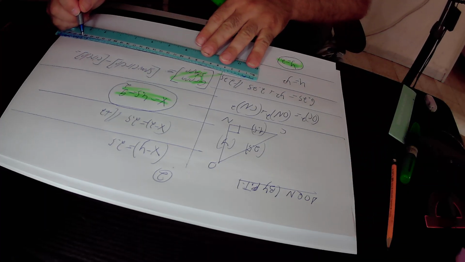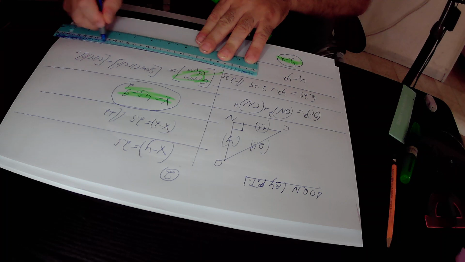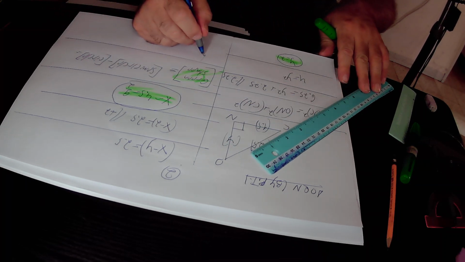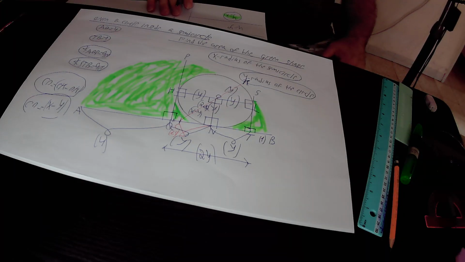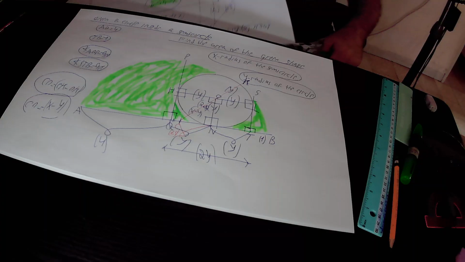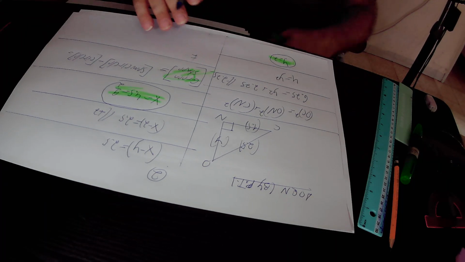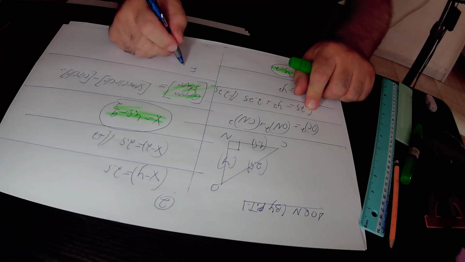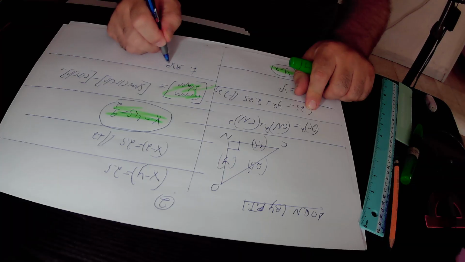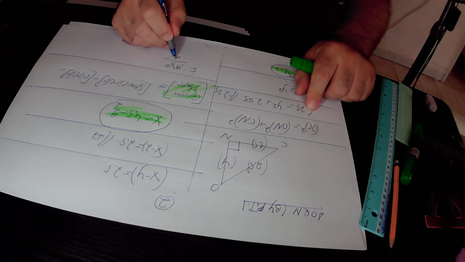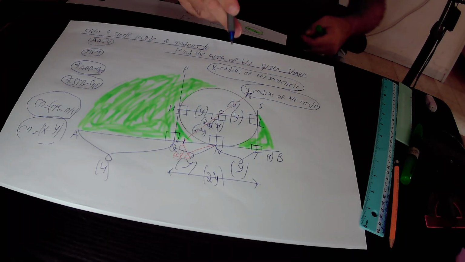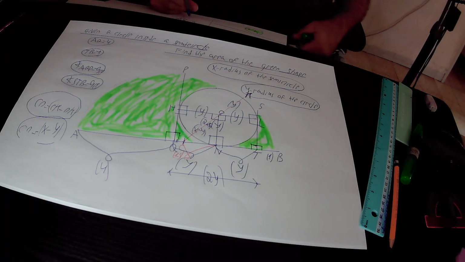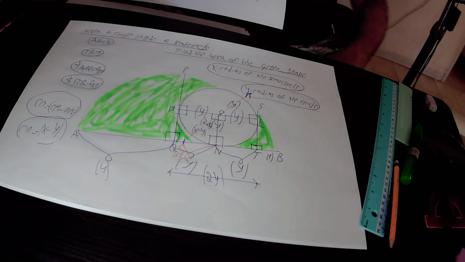What is the area of the big semicircle? The radius of the big semicircle is x, therefore the area must be equal to pi x squared over 2. The area of the big semicircle equals pi x squared over 2 minus the area of the small circle. The radius of the small circle equals y, therefore the area of the small circle must be equal to pi y squared.